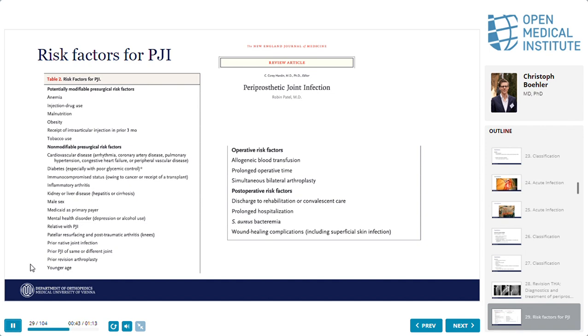Anybody is doing this of you? Selected cases or never? Never. Yeah. Okay. Yeah, you have to choose the patient wisely. And postoperative risk factors like discharge to a rehabilitation center. So these are usually the old patients that have a higher risk for infections, or those ones who stayed longer in hospital.